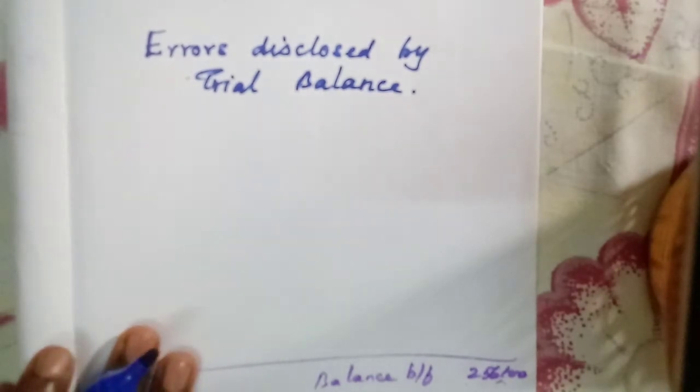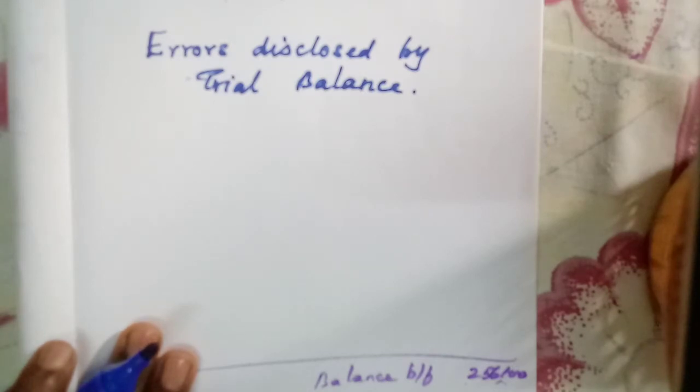Okay, let us learn location of errors and rectification of errors. First, we should locate the errors, isn't it? So we will study how errors can be made in the books of accounts. We have studied in different ways, isn't it? Four types of errors that can be made in the books of accounts we have learned.